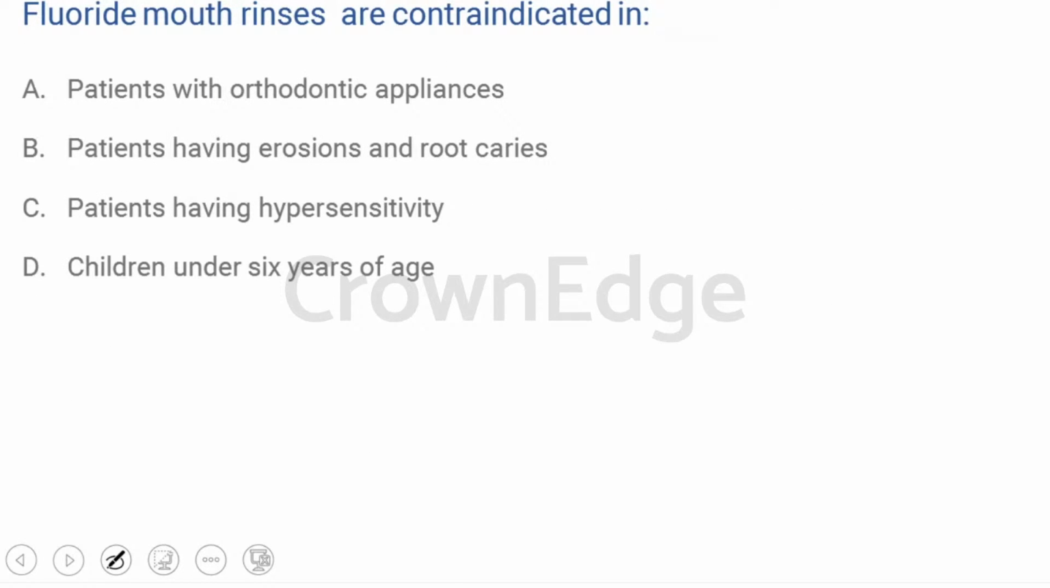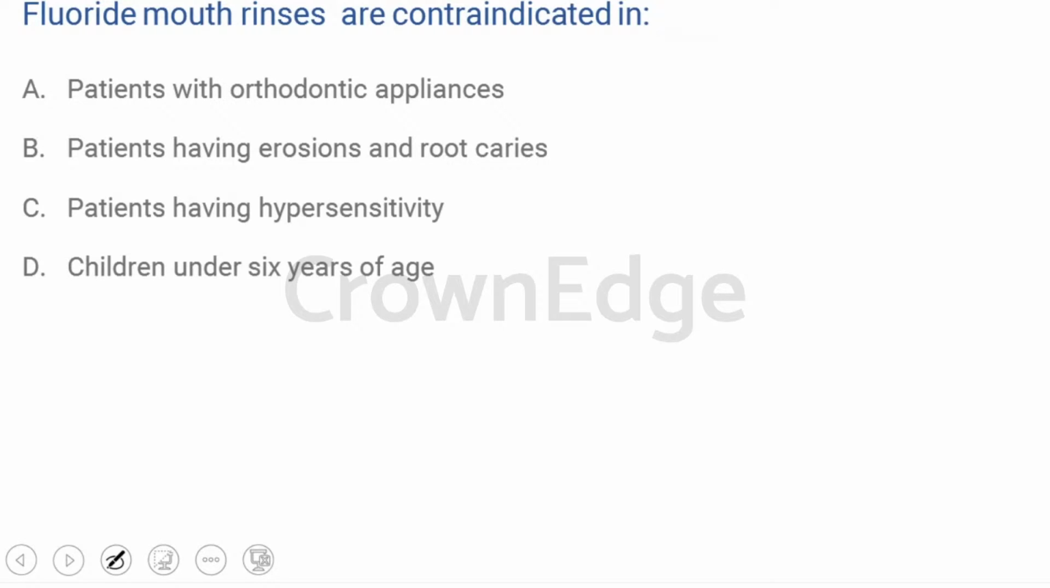Fluoride mouth rinses are contraindicated in A, patients with orthodontic appliances. B, patients having erosions and root caries. C, patients having hypersensitivity. D, children under 6 years of age.